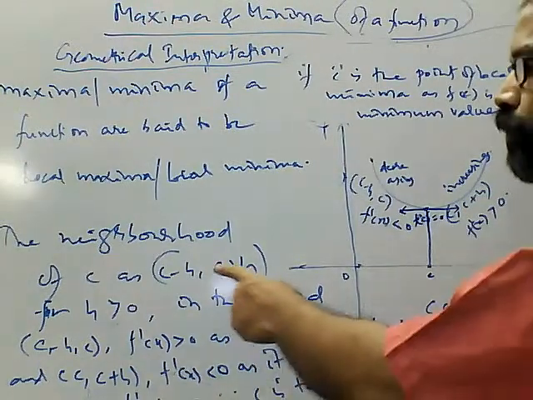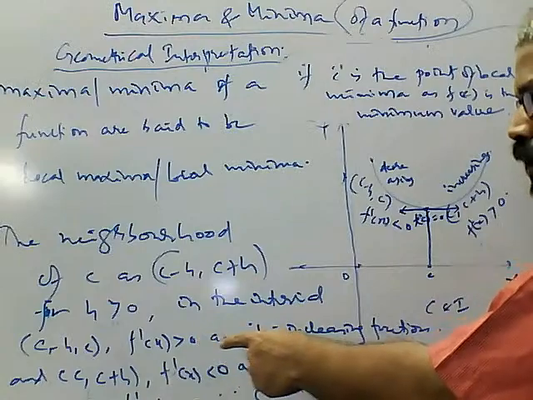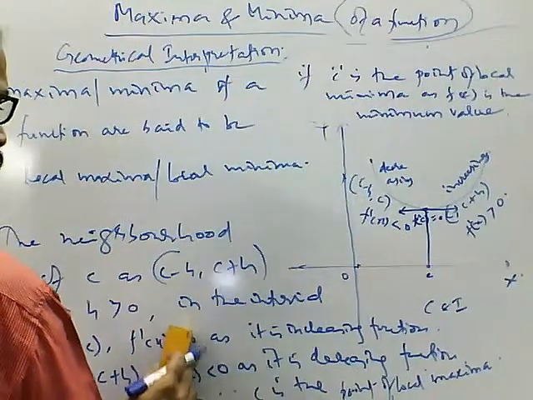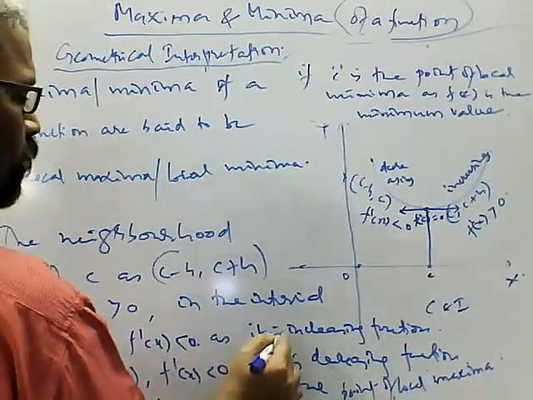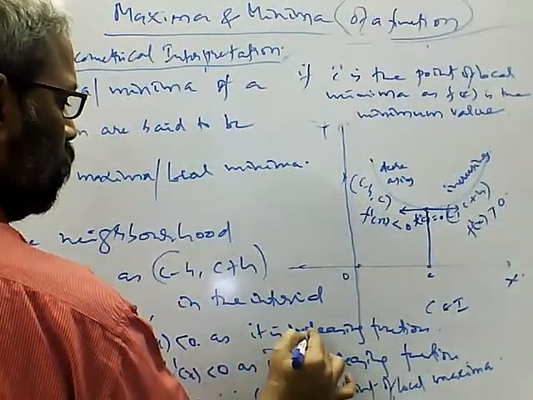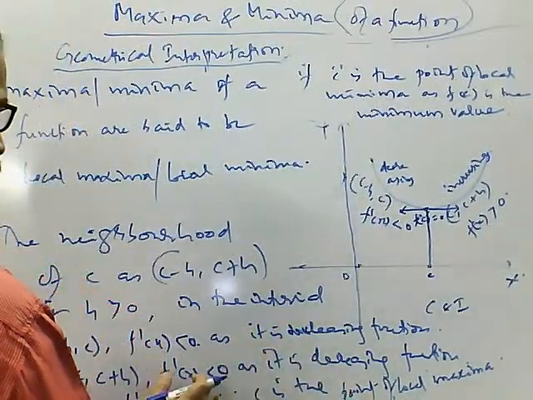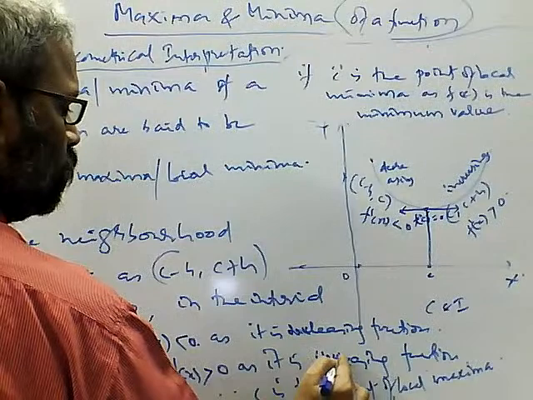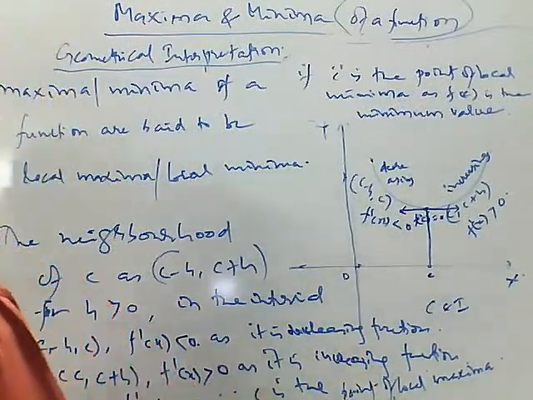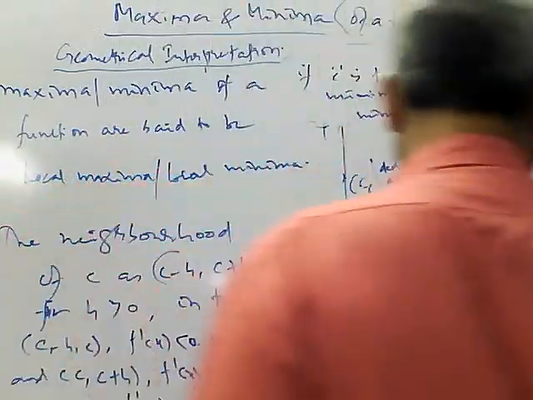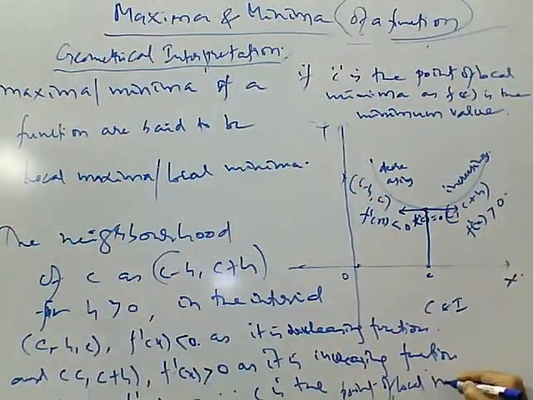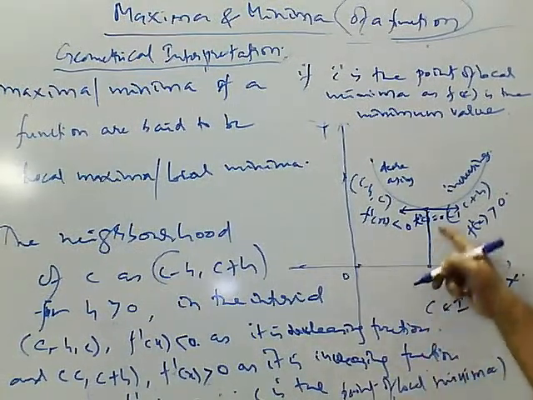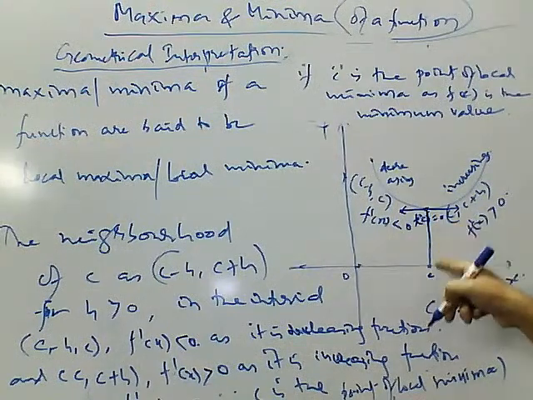So what happens? In the neighborhood of C, for C minus h, h greater than 0, in the interval, right? Okay. f dash x is less than 0 as it is decreasing, and f dash x is greater than 0 as it is increasing. Point of local minima. So what happened now at C? C is the least value, so minimum value, f dash is 0, automatically tangent.